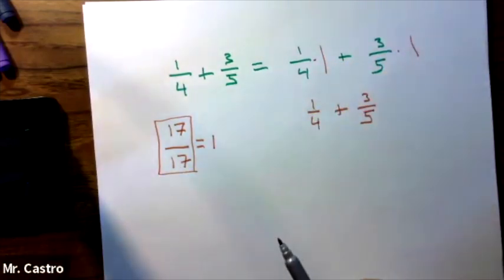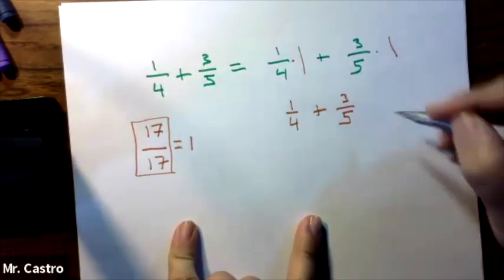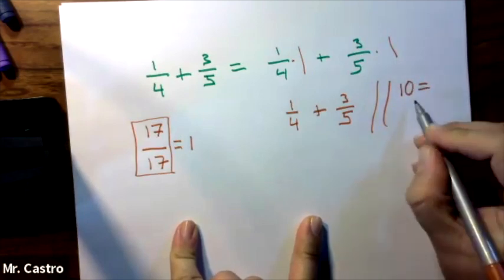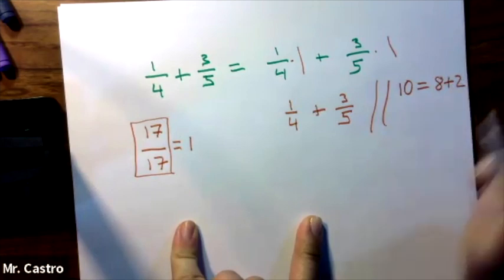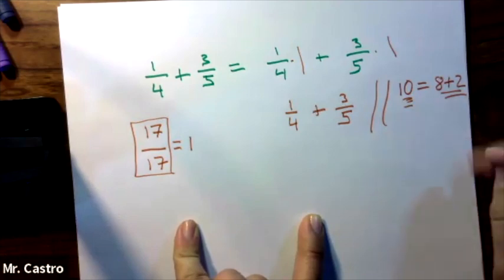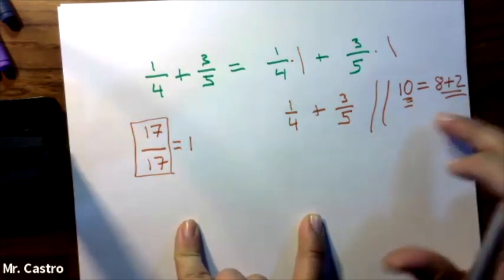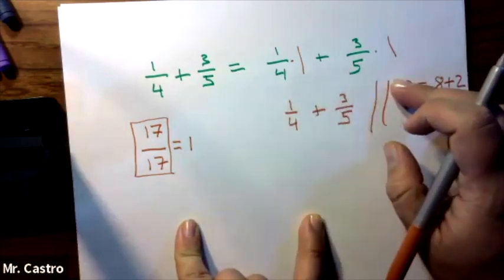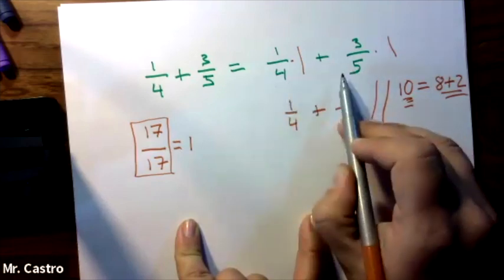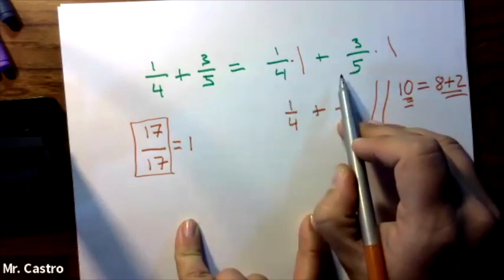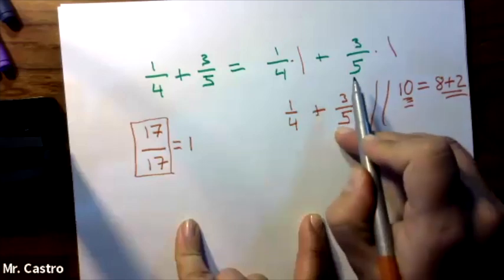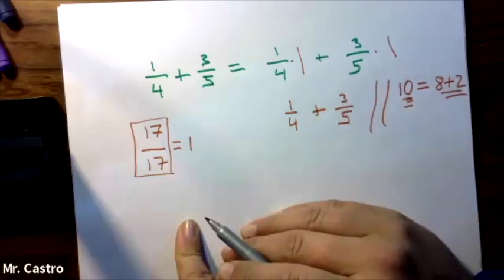I'm going to use that to re-represent these two fractions. Now, we talked about expressions before. If I were to express the number 10 to you, I could express it this way. I could also express it as 8 plus 2. They mean the exact same thing. I've just simply expressed it differently. And sometimes expressing it differently helps us do math. So in this case, if I find a common denominator between 4 and 5, that's always going to be the least common multiple. So 4, 8, 12, 16, 20, 5, 10, 15, 20. 20 is the least common multiple.